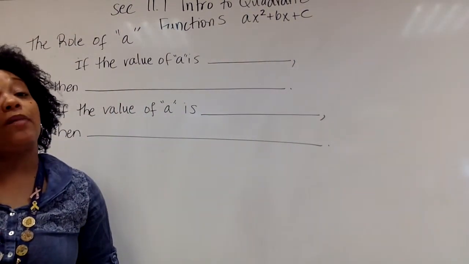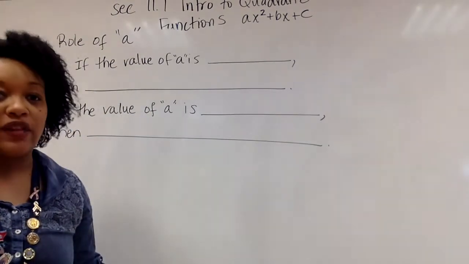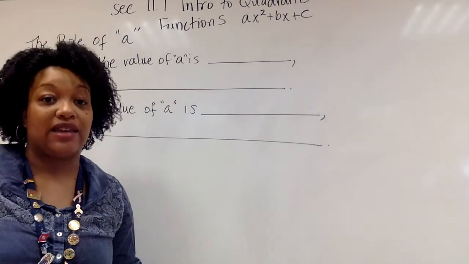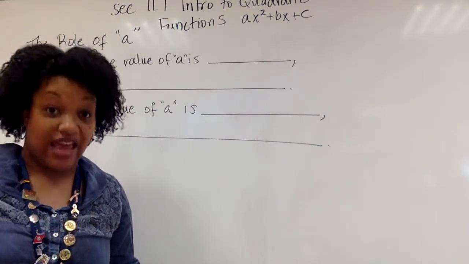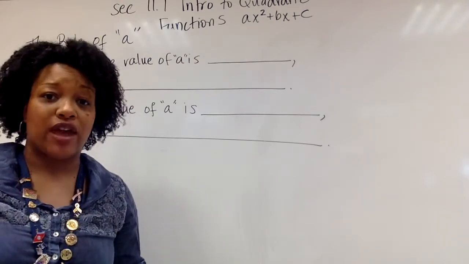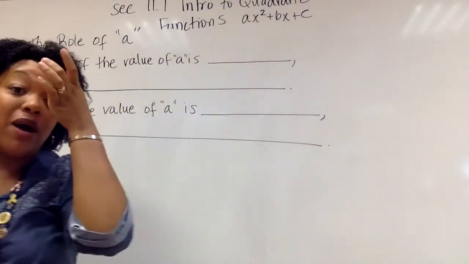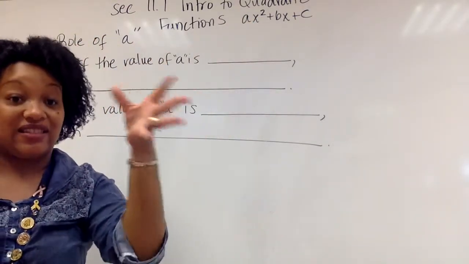All right, so let's talk about the role of A. That first number that you saw in example 1 and example 2, that was your A coefficient. It's the first number you see whenever you have a quadratic function in standard form. It's going to be right there. So let's talk about what the A does, because it does something.